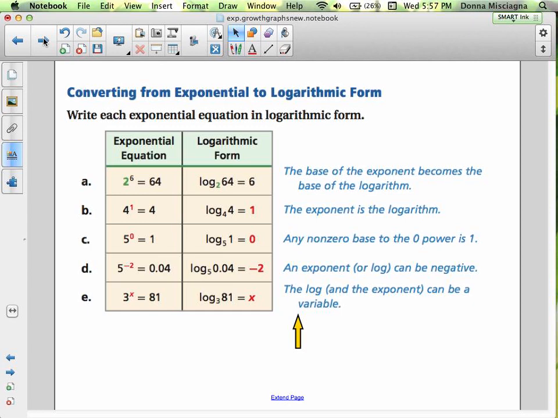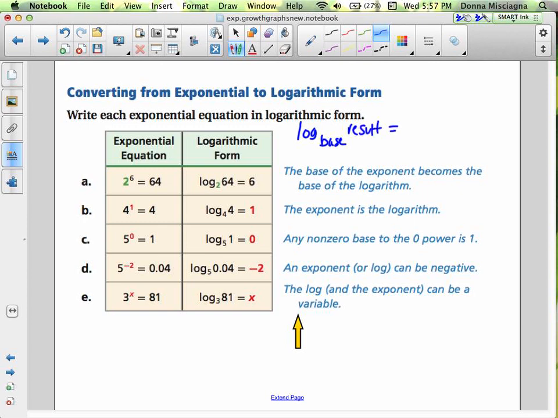So if I want to change 2 to the 6 equals 64, and I want to put that in logarithmic form, I have to put it in the right format. So just to remind us, it's the log of a base. We have some answer. And the answer to the log is the exponent. So we want to know what power do we have to raise our base to get some answer. So we have a base raised to a power, and answer.